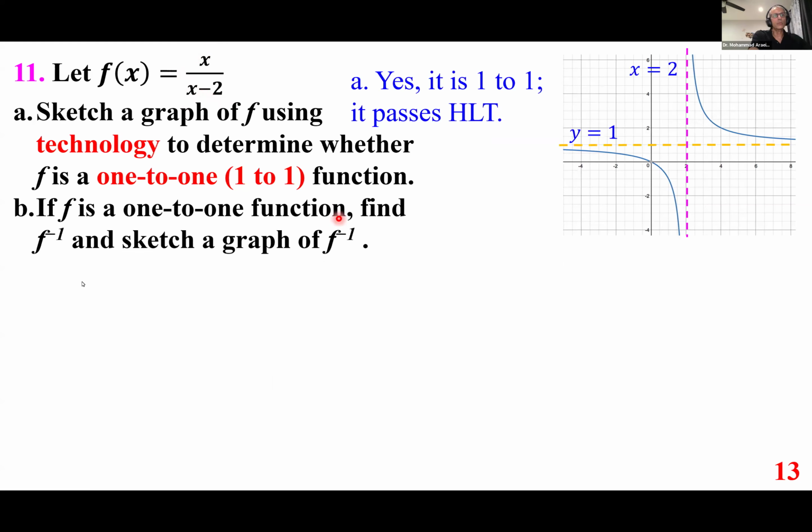If it's a 1-to-1 function, find its inverse. So how do we find the inverse? Remember, f of x is the same as y. We call it y because it makes it easier to deal with. Then we interchange x and y. So this becomes x, this becomes y, this becomes y. Cross product. So this times this times this.